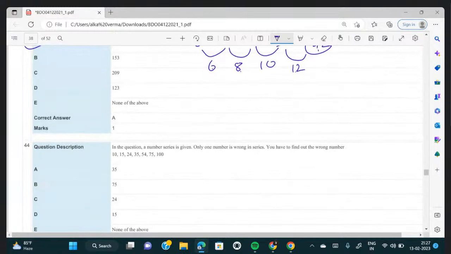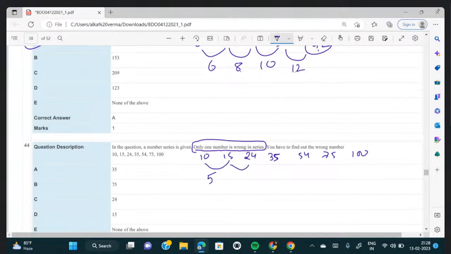Number 44. 10, 15, 24, 35, 54, 75, 100. And it is telling you that only one number is wrong in the series. So basically you have to find the wrong number. This is also a type of number series, but this is a wrong number series. Already the previous one was the missing number series. So let us find out. Let us find the difference first. What we do always: 5, 9, 11, 19, 21, 25.